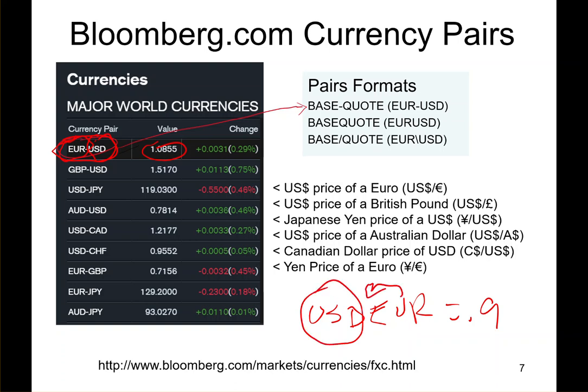So when you see 2 currencies together, smushed together, and by the way, all currencies have a 3-character code. The euro is the EUR, the dollar is the USD, the British pound is the GBP, Japanese yen, JPY, Australian dollar, Canadian dollar, CHF, that's always the confusing one. That's the Swiss franc. So you probably know the rest.